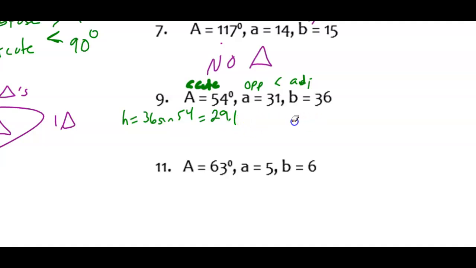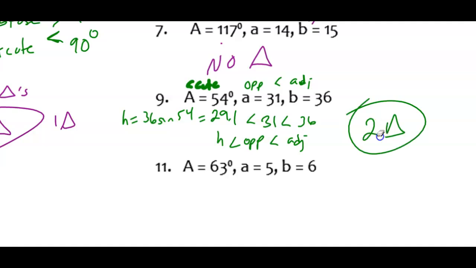Alright, now we see that 29.1 is less than the opposite leg, right? It's just less than the opposite leg. And we know the opposite leg is less than the adjacent leg, right? So that means there's 2 triangles right here. 2 triangles, alright? When the H is less than the opposite leg, there's 2 triangles.